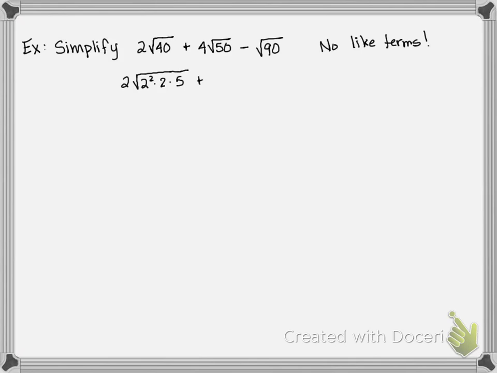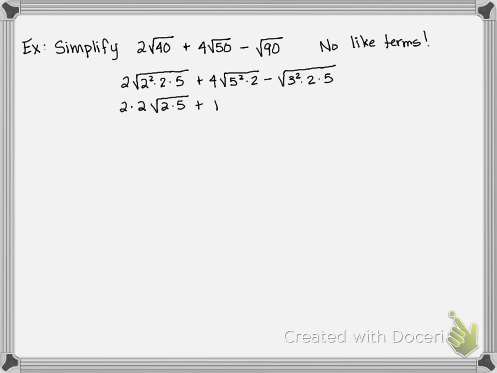And then this is, let's see, 5 squared times 2. And then this one is 3 squared times 2 times 5. So then I have 2, and then remember the operation between the coefficient and the radical is multiplication. The square root of 2 squared is 2. And then the square root of 2 times 5 is just the square root of 2 times 5 because neither of those can be simplified.